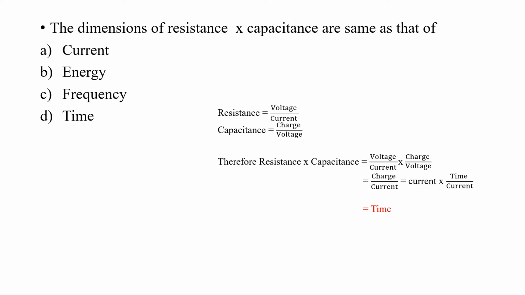Now what is charge? Charge is current into time. So substituting current into time for charge, divided by current, the current gets cancelled off. We get the final answer as time. So the dimension of resistance into capacitance is the same as that of time.